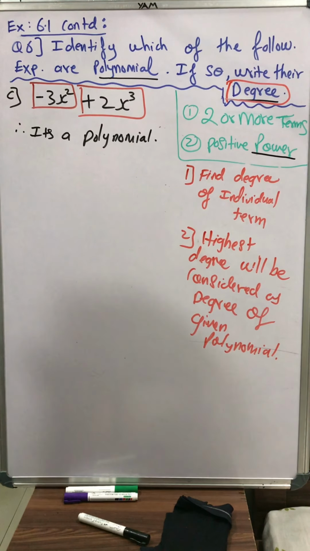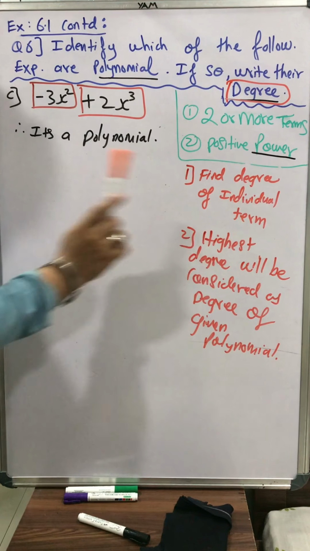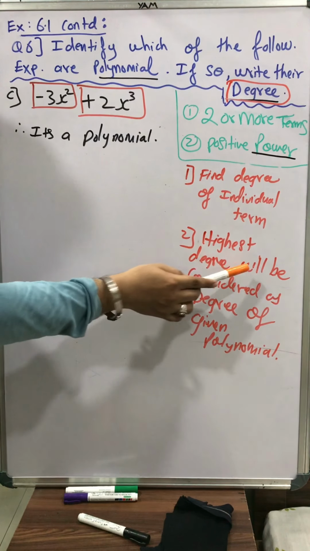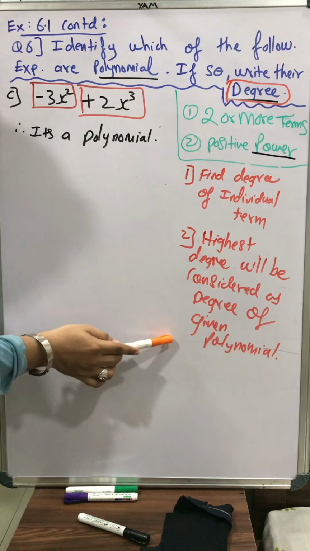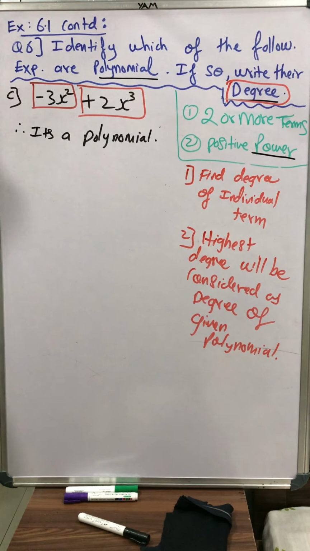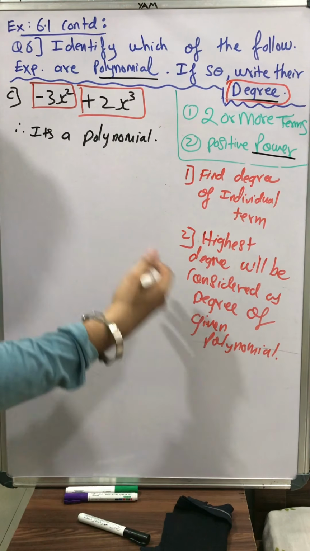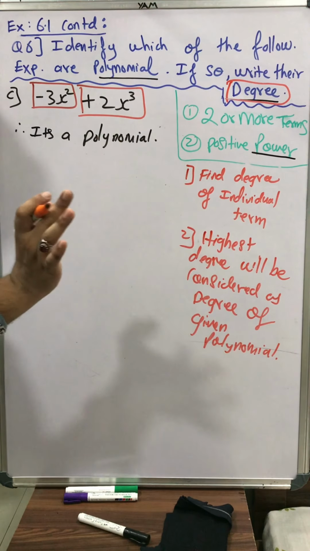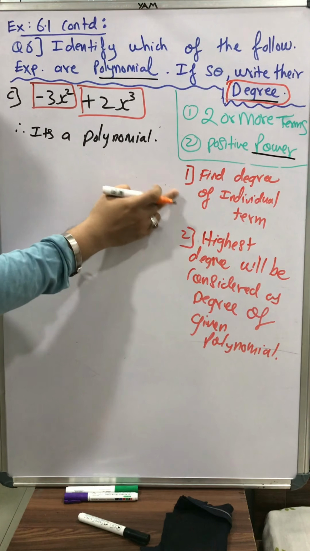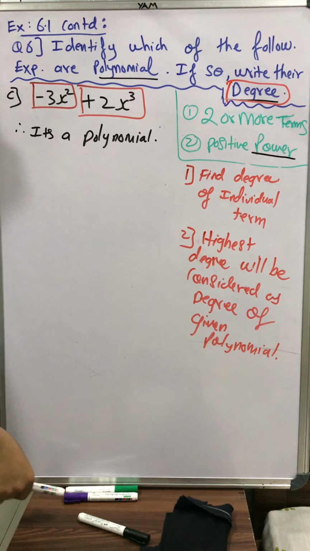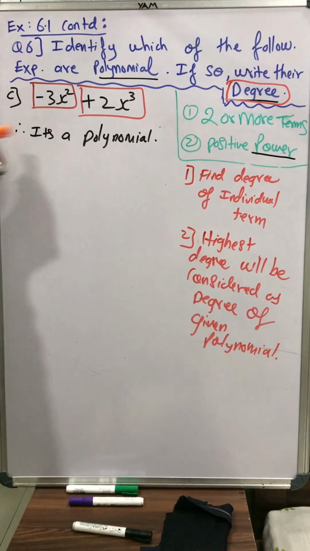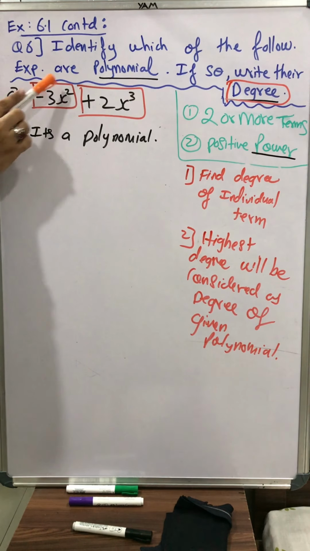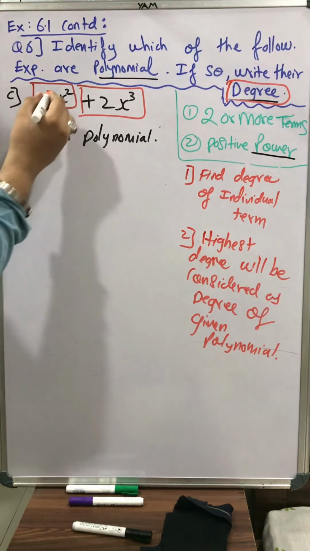Pay attention to this note, students. The first step is find the degree of individual term, and the second step is the highest degree will be considered as the degree of given polynomial, or degree of entire polynomial. Be calm. Let us understand the first term. First step first. Find the degree of individual term. Now I am finding the degree of individual terms. This is the first term, minus 3x square. Of course, we have to see the variable. Variable is x. What is the power of x? 2. So degree of this is 2.